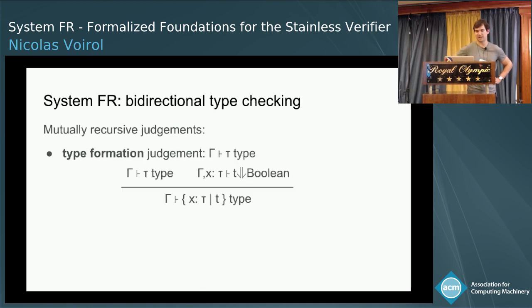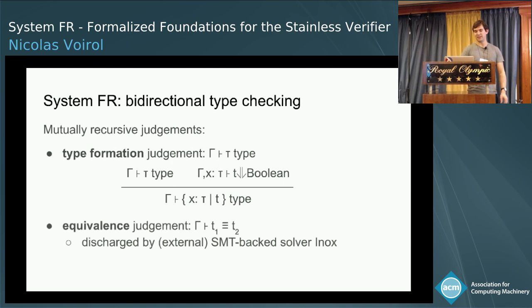Then you have the type formation judgment, which makes sure that your types actually make sense. You're not trying to do something like refined by error. And finally, an equivalence judgment that we use to prove that terms are actually equal. And this is where we provide automation, and where we use a solver backed by an SMT solver. We don't directly go to the SMT solver, we go to some intermediate solver that knows how to handle higher order functions and does unfolding and also other black magic. It's kind of the black box solving for us.